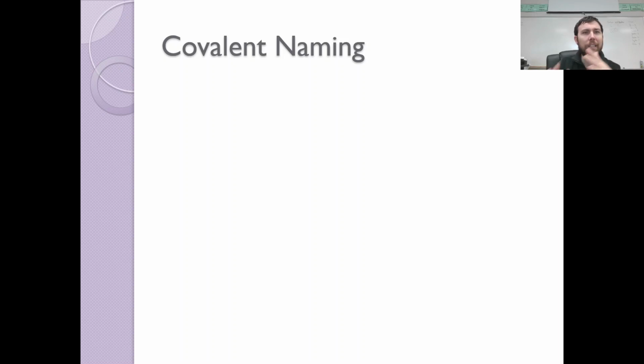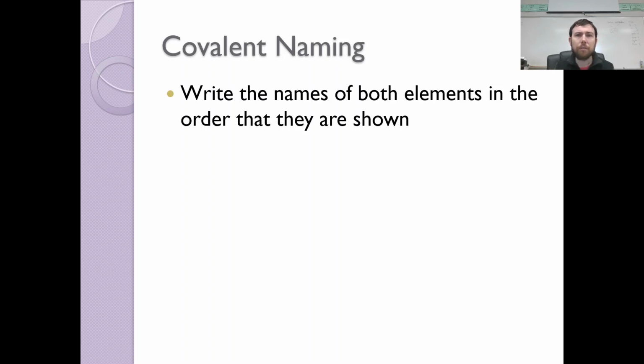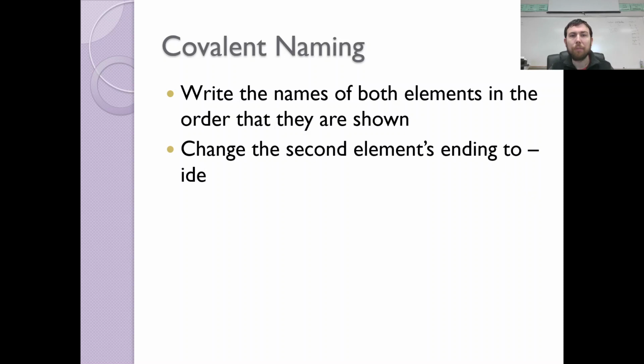Just like there were rules for ionic, there are some specific rules for covalent. There are going to be some similarities, but there are also going to be some differences, and we need to make sure that we understand those. The first thing that we're going to do, just like we did last time, is write the names of both elements in the order that they are shown in the chemical formula, just like with an ionic substance. So you write the names of both of the elements just like they're written on the periodic table. That's step one.